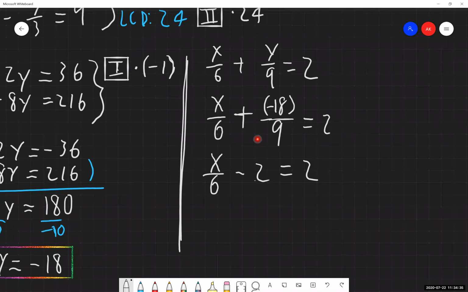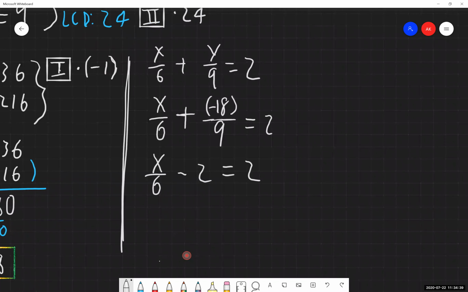Then as we simplify it down, we're getting -2. Again, I'm solving for x, so I want everything else to be on the opposite side of this equation. So I'm adding 2 to both sides.